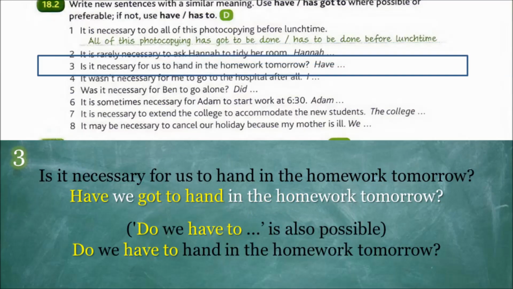Is it necessary for us to hand in the homework tomorrow? Have we got to hand in the homework tomorrow? Do we have to? is also possible. Do we have to hand in the homework tomorrow?